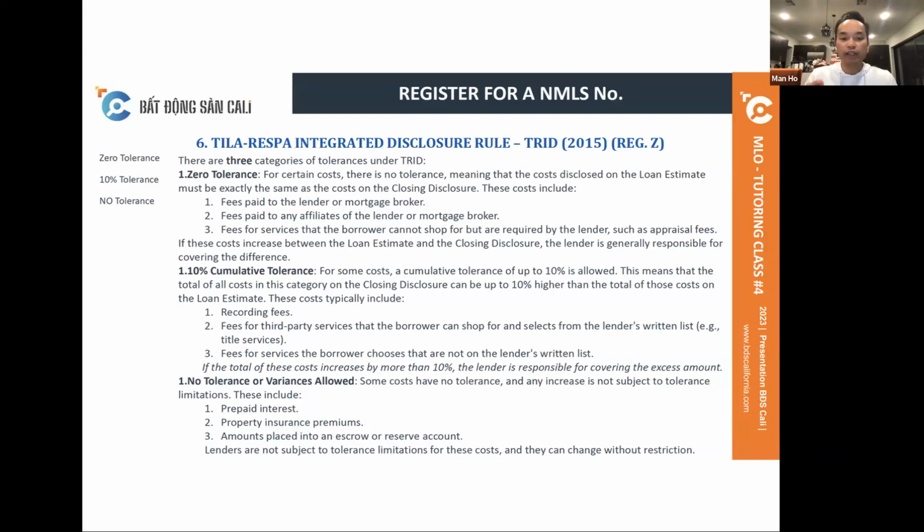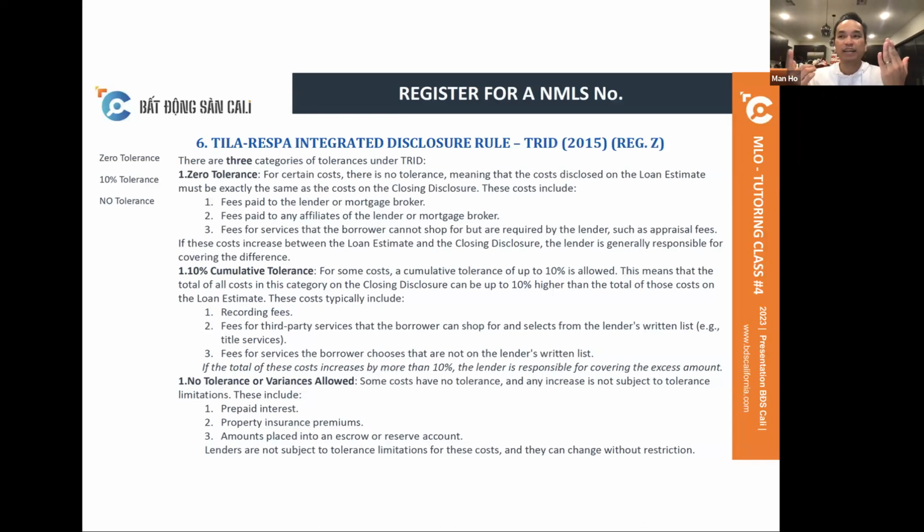Okay, fees for third-party services that the borrower can shop for and select from the lender's written list. So let's say the lender has a list of servicers that provide some service to help with the transaction, and the borrower picks from that list, and the difference is maxed out at 10%, right? If the loan estimate says 1,000, then the closing disclosure cannot go higher than $1,100.